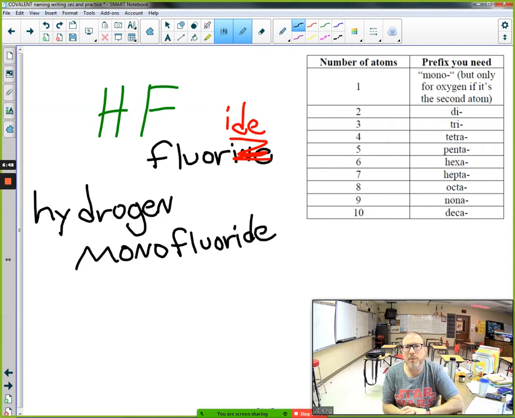And that's all there is to it. Actually, that's a lie. That's not all there is to it. If you have this substance right here with just hydrogen and fluorine bonded together, it is hydrogen monofluoride. But if you dissolve this in water, then it's got a different name entirely. And I don't think I'm even going to tell you about that right now. I think we're just going to wait and talk about those when y'all come back after Thanksgiving break. So right now, hydrogen monofluoride is just fine.